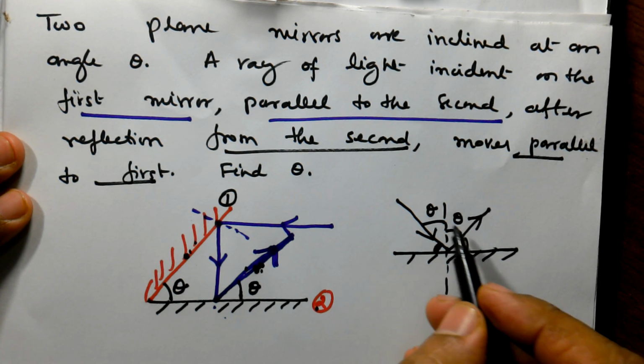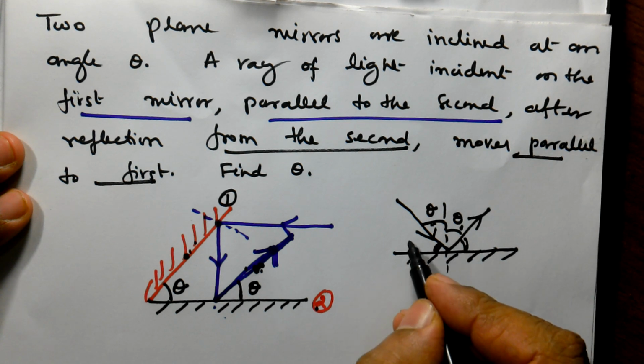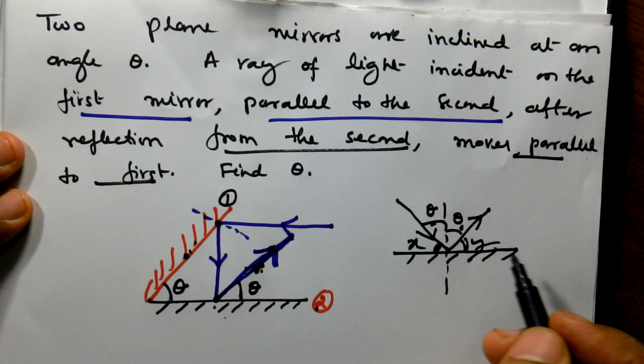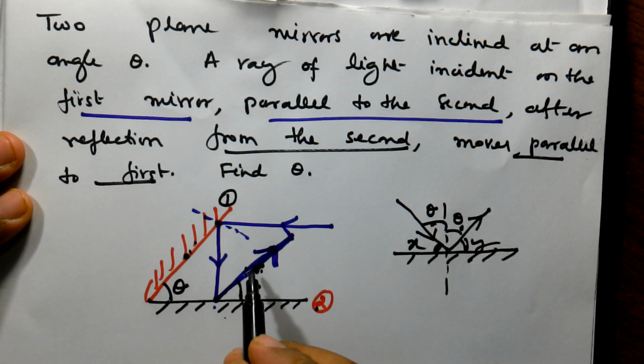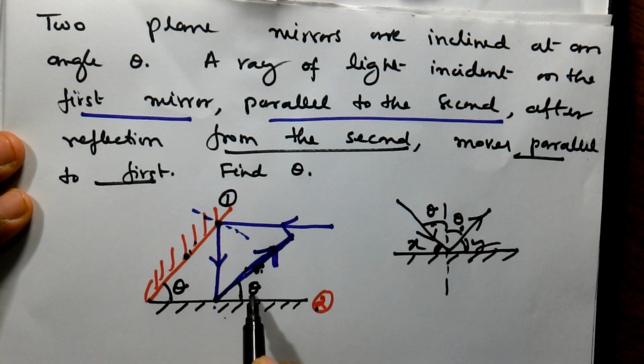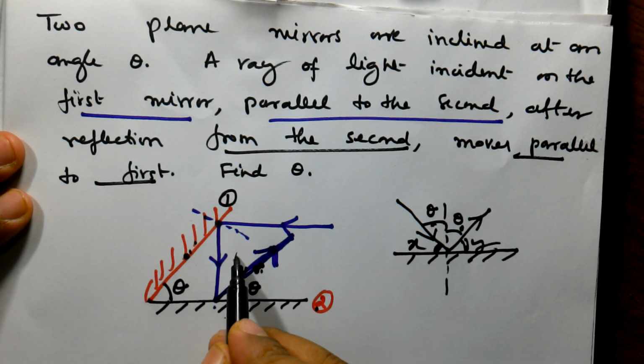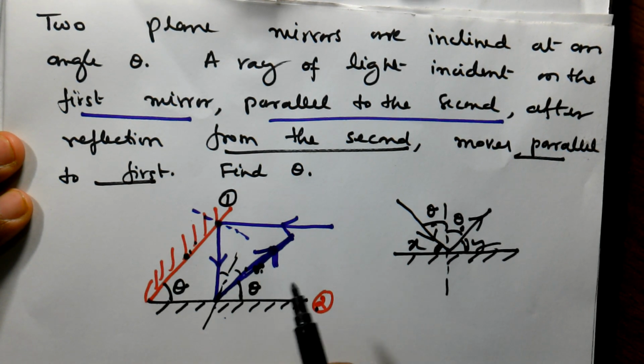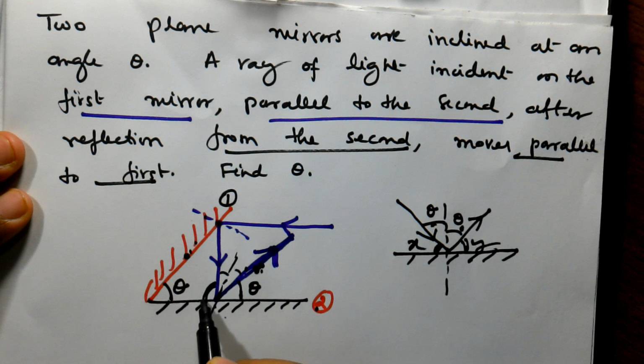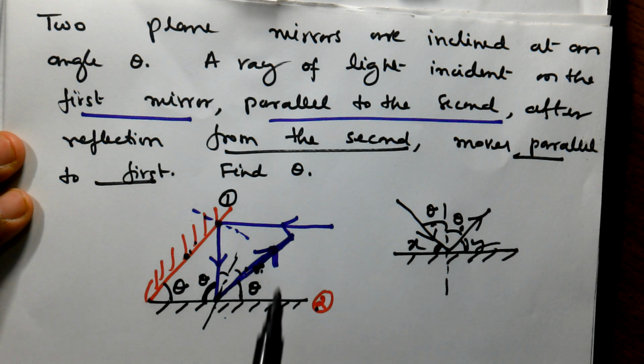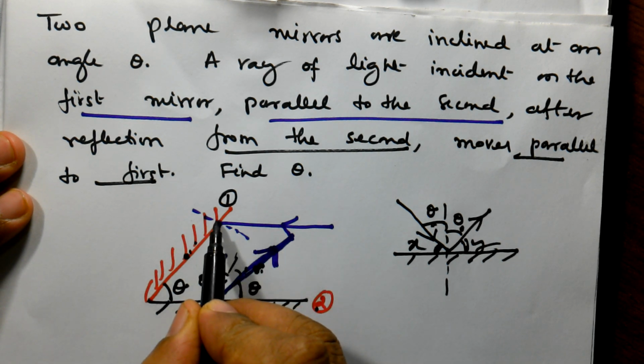What about these two angles? If these two angles are the same, definitely these two angles must be the same. Correct? That means if this is theta and this is theta, whatever be this angle, here the angle of incidence and reflection should be the same, but this glancing angle should be the same, theta. That should be the same.